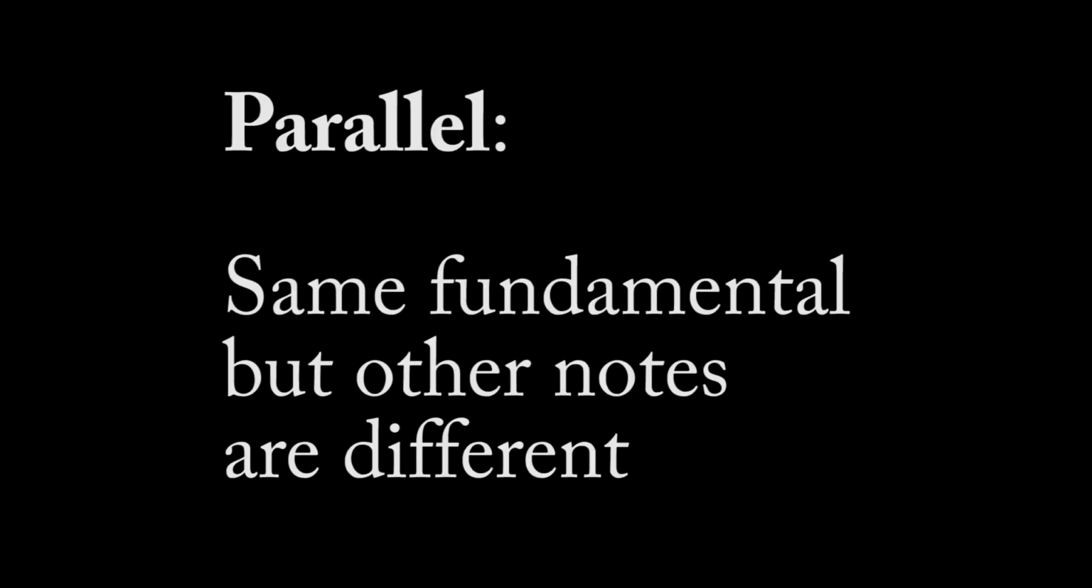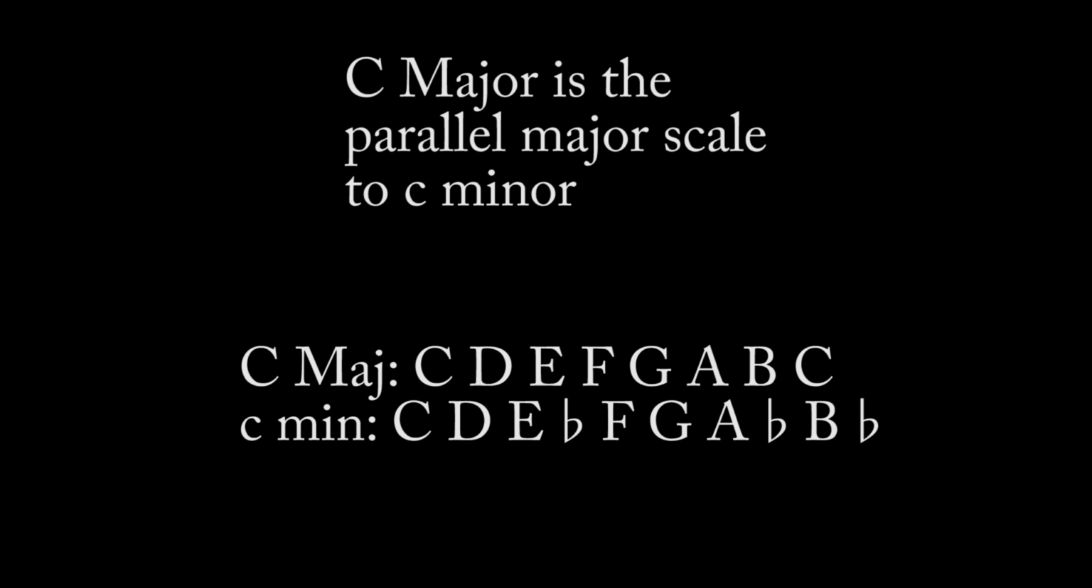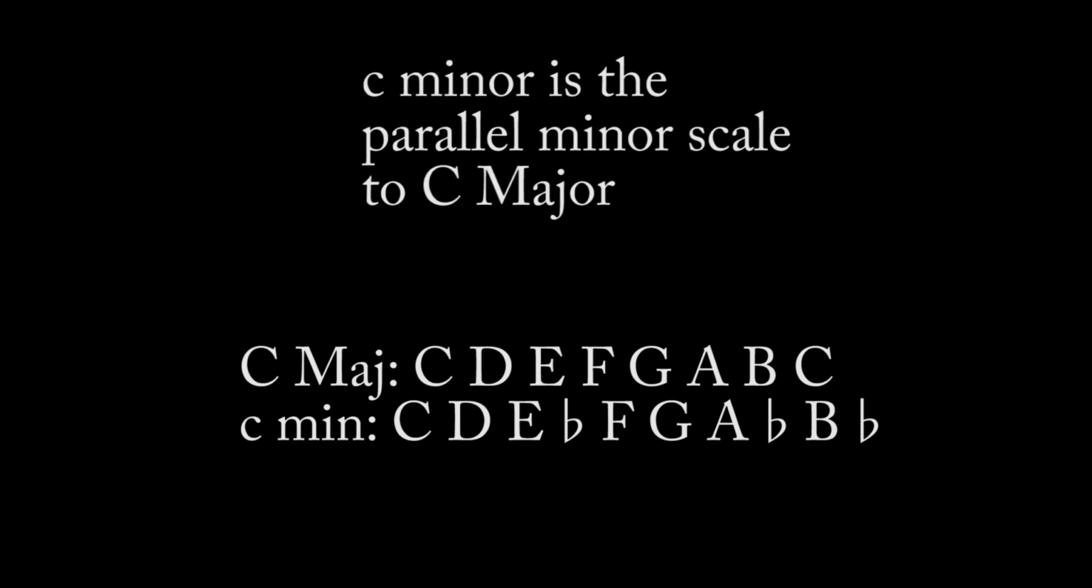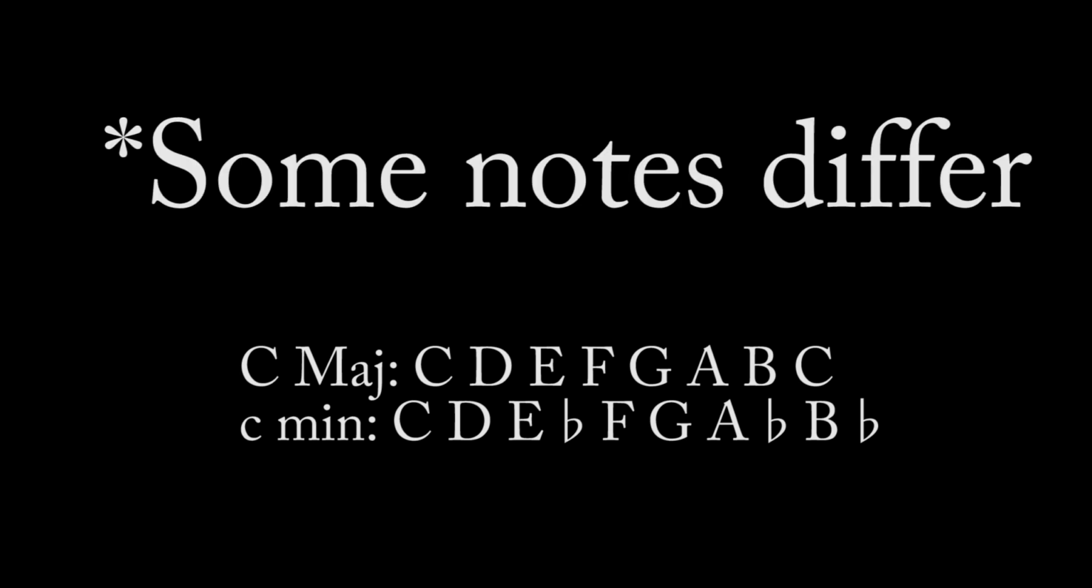When scales start on the same note, but the other notes are different, these are called parallel. So for example, C major is the parallel major to C minor, and C minor is the parallel minor to C major. This is because they have the same fundamental note, some notes are different. There are other scales to learn, but let's step back for a second. What's the point of scales? What are they for? How do we use them?